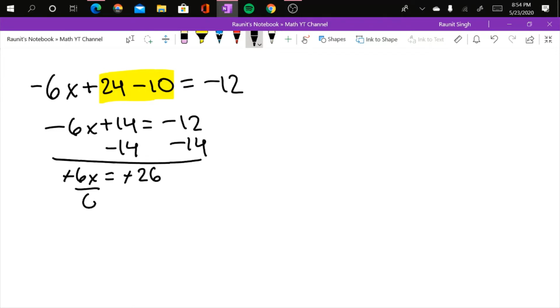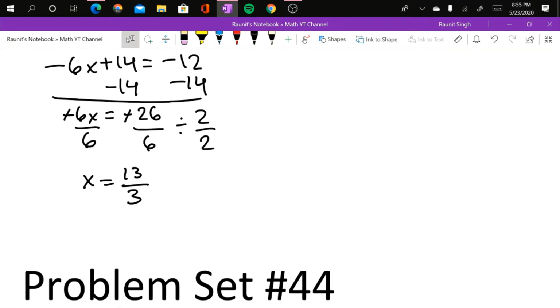And now we're going to divide by 6 on both sides in order to get x is equal to 26 over 6. But we can simplify that by dividing by 2, and then you get 13 over 3. And that's the best we can do. That's the farthest we can simplify, since 3 does not go into 13.